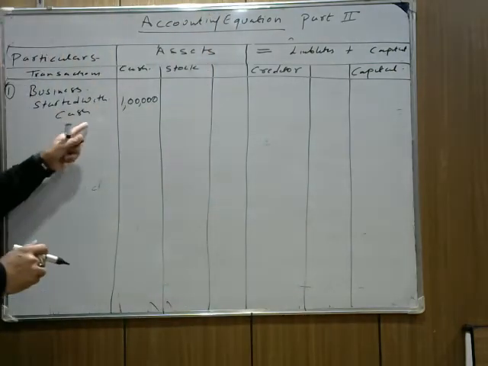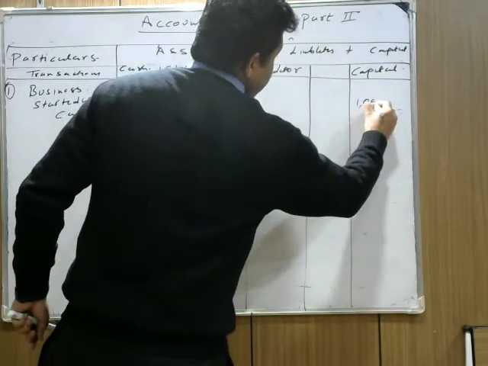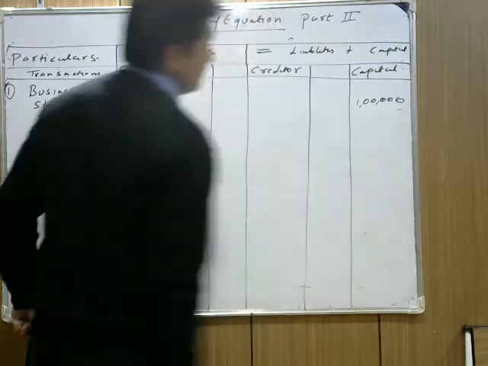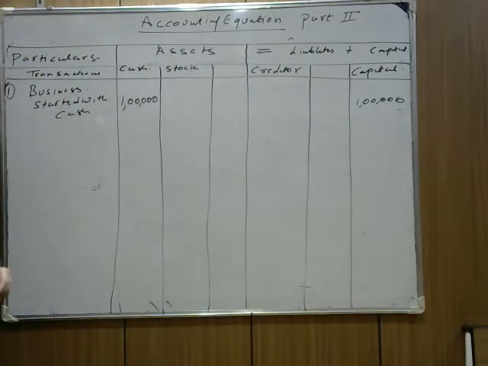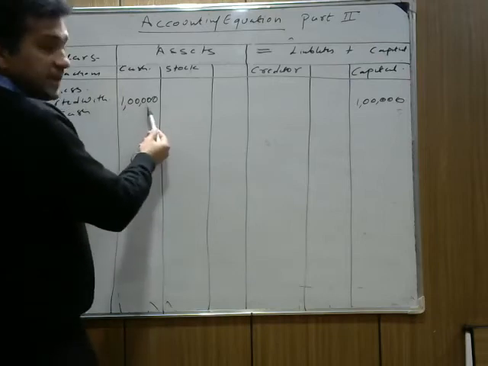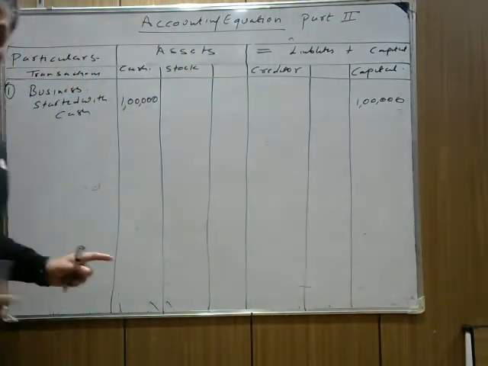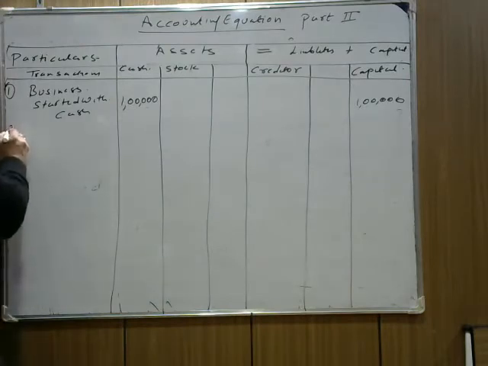Now, when he started business with rupees 1 lakh, the 1 lakh capital will be increased because he put the money in business. Now, in first transaction, check out whether asset is equal to liability plus capital. Yes, your asset is cash 1 lakh and your capital is 1 lakh here. Is it clear? Now, move to next transaction.